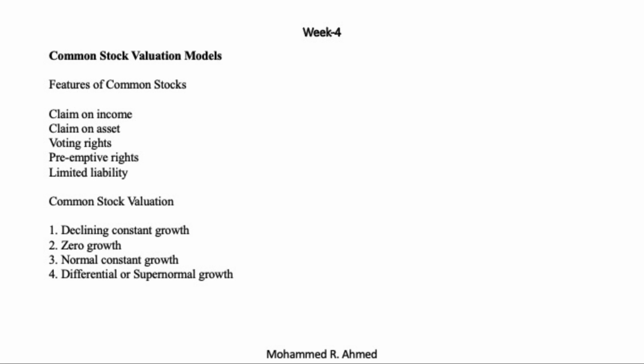Number one, claim on income. As a stockholder, you're an owner of the company. You have the claim on the income of the company, a claim on the assets because you're an owner of the company, and you also have the voting right. Using the voting rights, you can hire and fire managers and help in making decisions. You also have preemptive rights. For example, if a company is issuing additional shares, you have the right to buy shares.